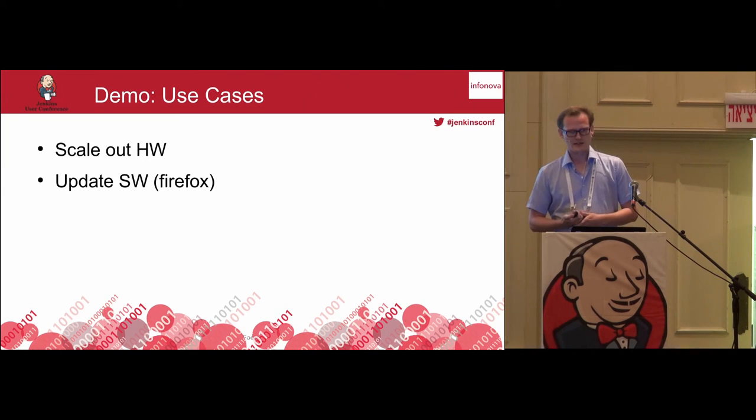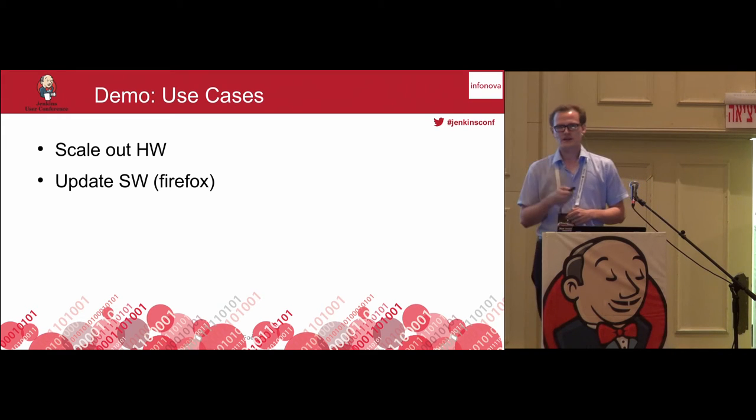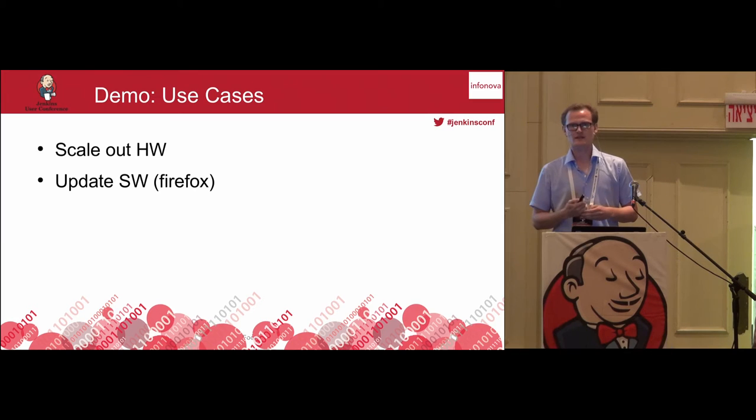The second use case is you want to update software that is pre-installed on your Jenkins slave images. The Jenkins slave images are managed by Docker, or as Docker images, so you want to pre-bake them. You want to install JDKs, you want to pre-install Maven and whatever. In our case, we demonstrated with a Firefox installation used by some Selenium tests.